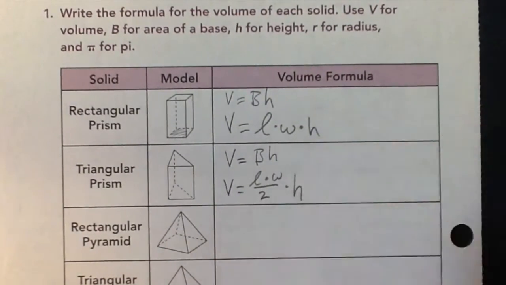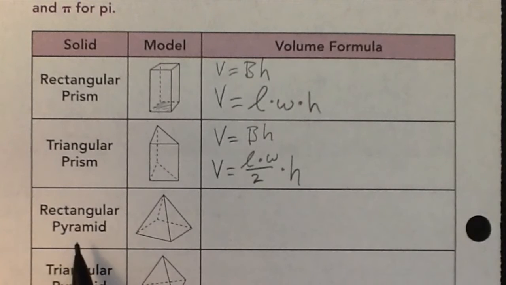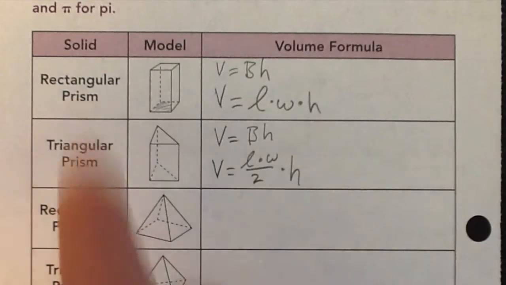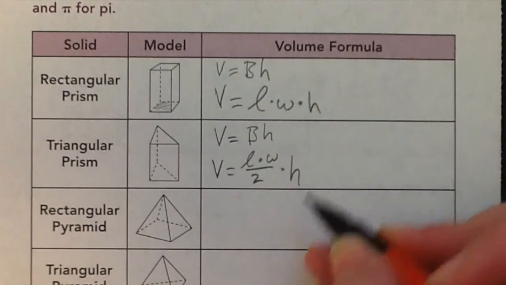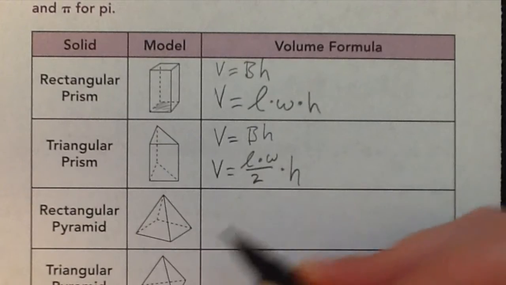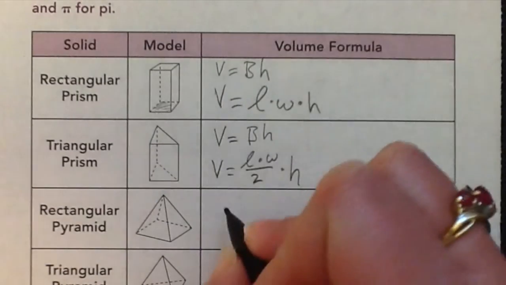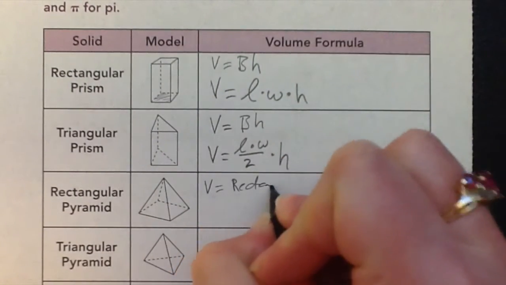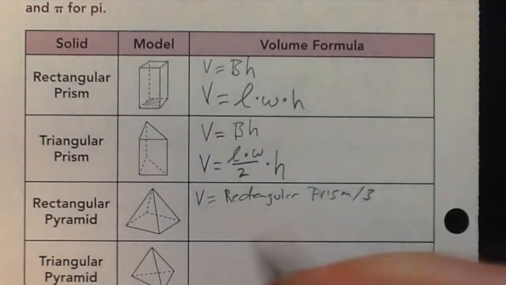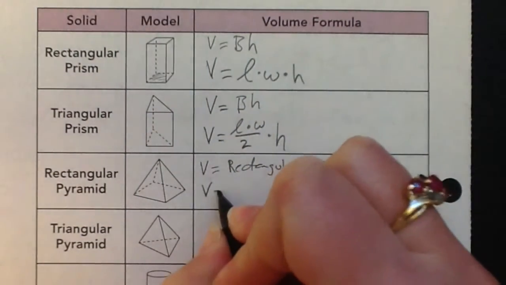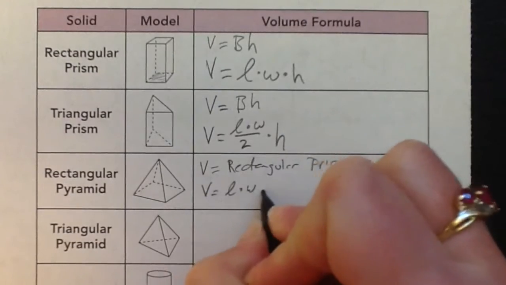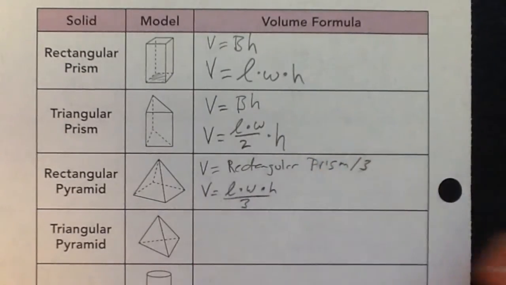times the height. For a rectangular pyramid, it's very similar to a cone, where we think about what shape it fits in, and it's 1/3 of that. So a rectangular pyramid fits inside a rectangular prism. We're going to take the rectangular prism that it fits inside of and divide it by 3. So in reality, that would be the length times width times the height, all divided by 3.